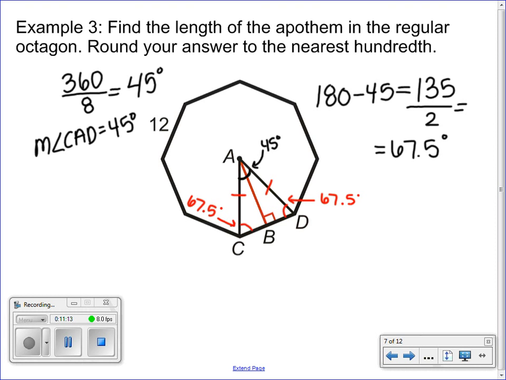All right, so now I'm going to use this information so I can find my apothem.